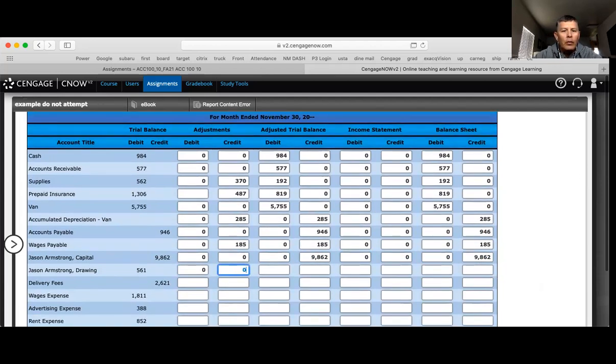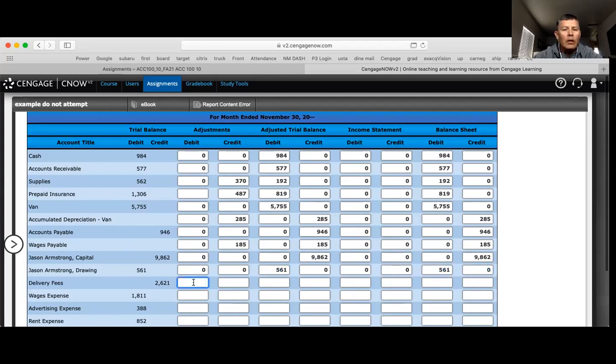So nothing here, we didn't make any adjustments with our drawing. Drawing means that you're withdrawing money. So our balance will be 561, 0 here. Our income statement, nothing here as well. 561 here, 0 there.